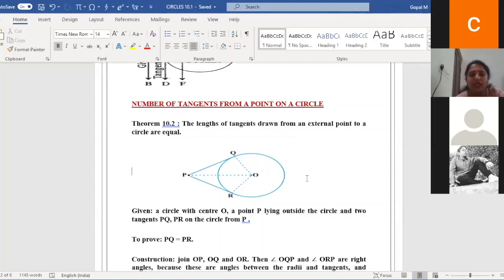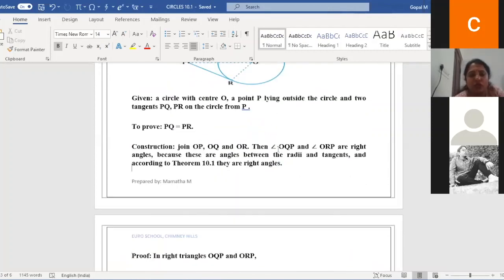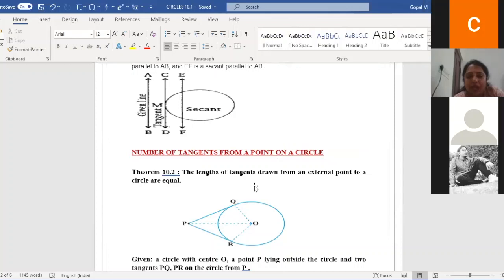In this circle chapter, only two theorems they'll ask. One is the perpendicular one, for 2 marks, which I discussed yesterday. And this is the important theorem, very easy. So here we need to prove that PQ is equal to PR. Am I clear, children? The length of tangents drawn from the external point.